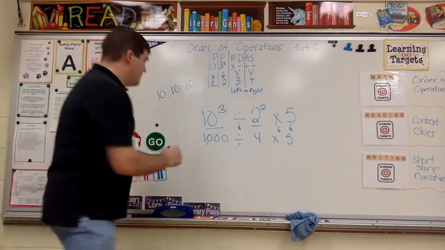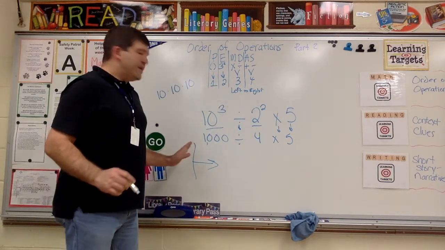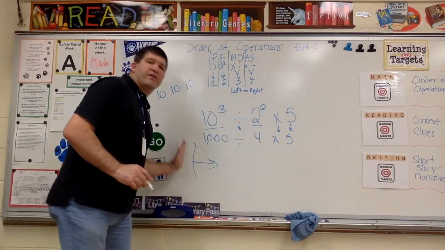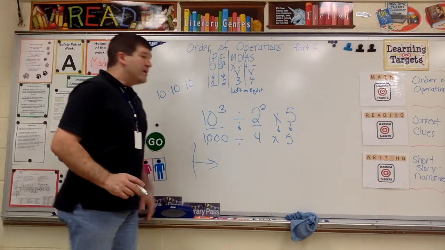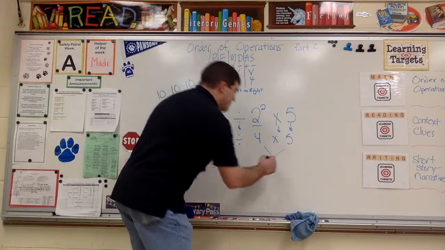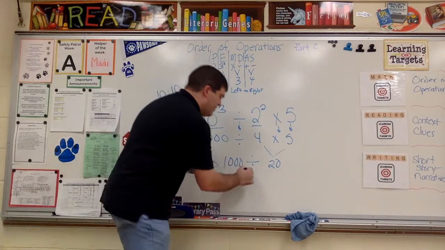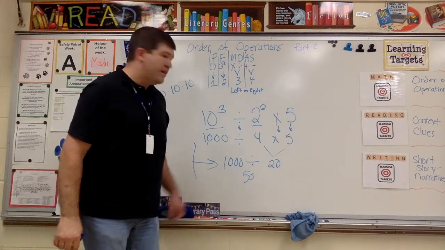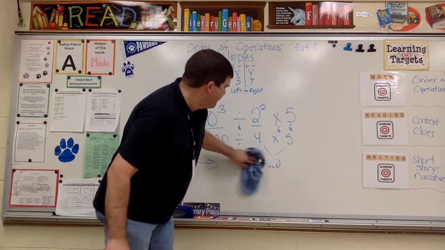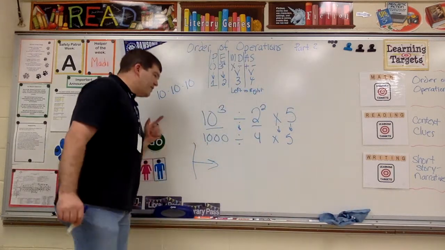You have to start here and go this way onto this step, multiplication and division. It doesn't matter if this is multiplication or this is division or this is multiplication or this. You always start at the left and go right. Because if I would start over here, this one looks easier. 4 times 5 is 20. 1,000 divided by 20, that gets me 50. The answer to this problem is not 50. It's not 50. You've gone out of order. Multiplication and division, you got to start here and go that way.